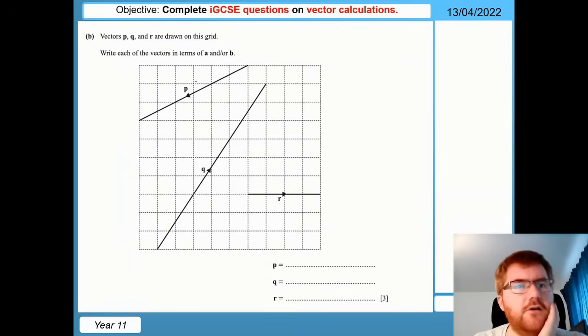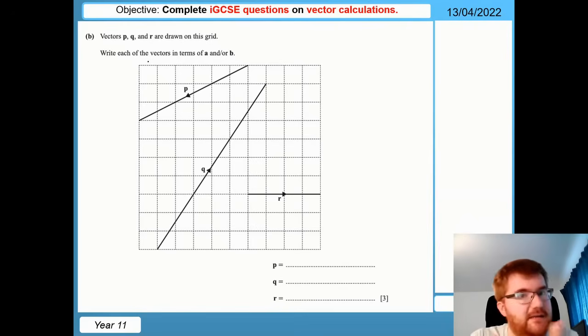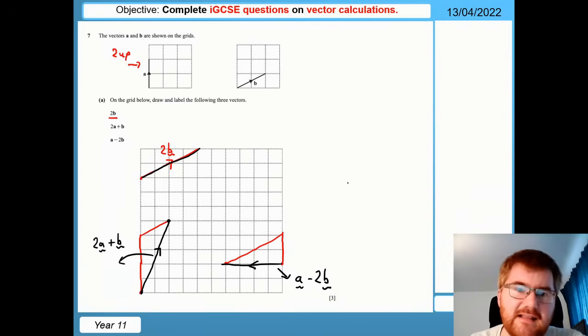Perfect. And on to question B. So vectors P, Q, and R are drawn on the grid. Write each of the vectors in terms of A and or B. So we don't have to write something A, something B. It could just be A, it could just be B. So these kinds of questions lead on from what we've been doing already.